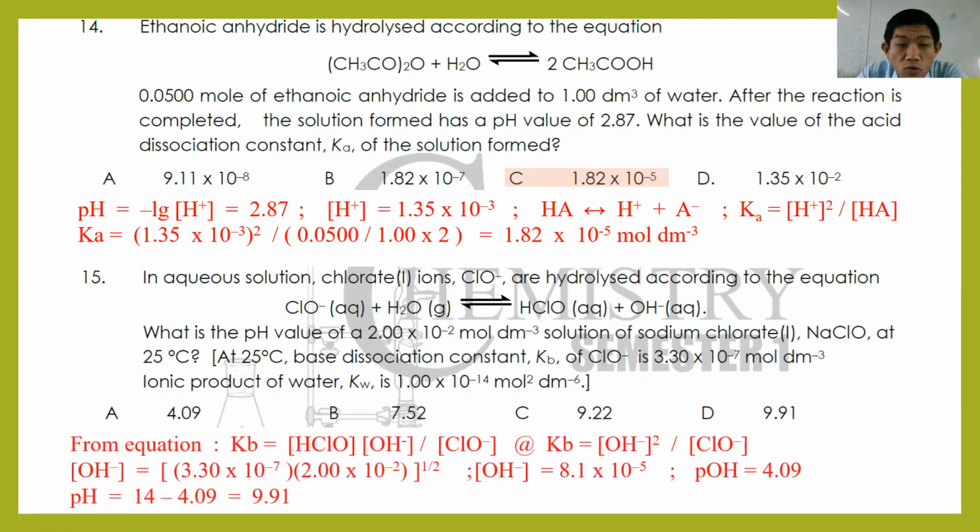So in here, you first need to calculate from Kb equals HClO times OH minus over ClO minus, or Kb is equal to OH minus squared, since the concentrations of HClO and OH minus are the same. So therefore, OH minus is equal to the square root of 3.30 times 10 power negative 7 multiplied by 2.0 times 10 power negative 2. So OH minus is equal to 8.1 times 10 power negative 5. pOH is 4.09. So pH is equal to 14 minus 4.09, you get 9.91. So that is how you solve for number 15.